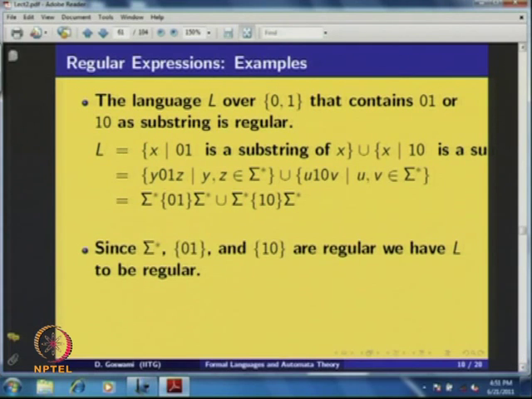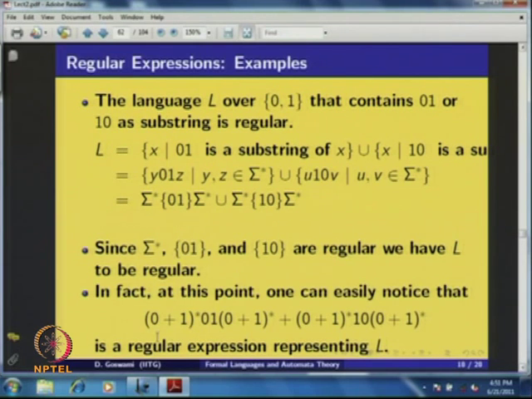Therefore, this is a regular expression, because sigma star, 0 1 and 1 0 are regular, and we have expressed this language L using the operations concatenation, Kleene closure, concatenation and union over the regular sets sigma star, 0 1 and 1 0. Therefore, this L must be a regular set. In fact, we can write it as (0 plus 1) star, which is sigma star, 0 1, (0 plus 1) star, plus, which means union, (0 plus 1) star 1 0 (0 plus 1) star. So, this is a regular expression representing the given language L.